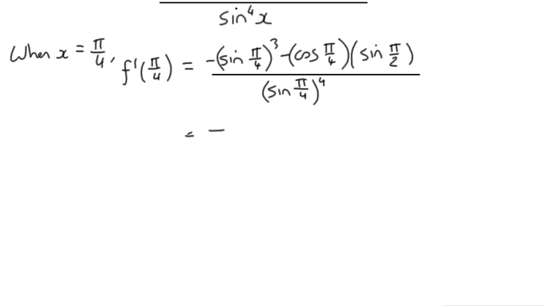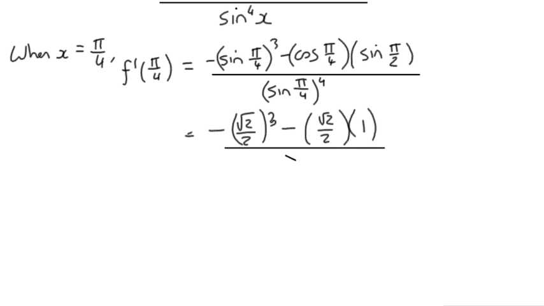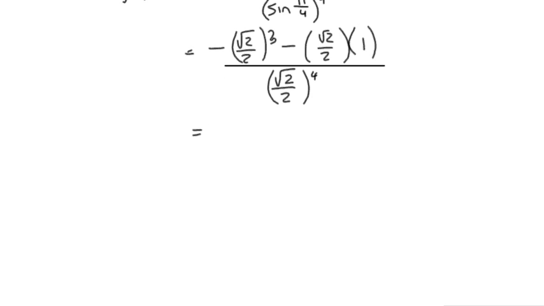Sine pi over 4 is 1 over root 2, or root 2 over 2. Let's use root 2 over 2, cubed, minus another root 2 over 2 times the sine of a half pi, which is 1, all over root 2 over 2 to the power 4. If we evaluate that, we then get 2 root 2 over 8 minus 2 root 2 over 8 minus root 2 over 2, divided by, that becomes 4 over 16.